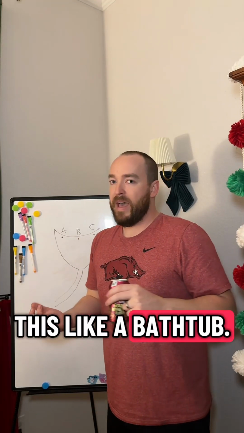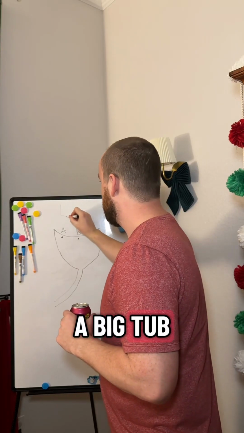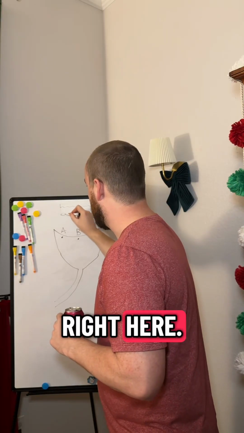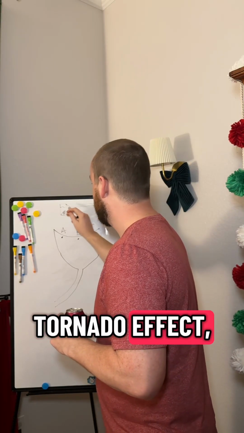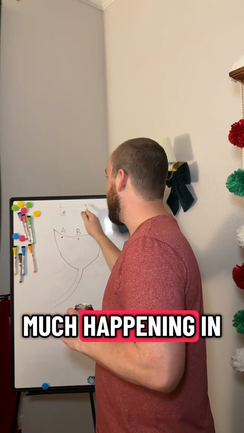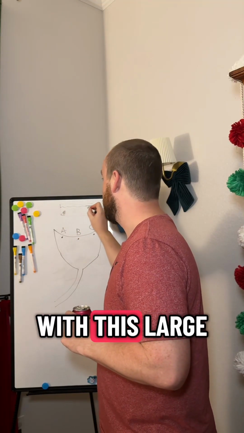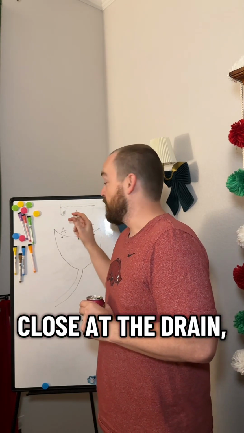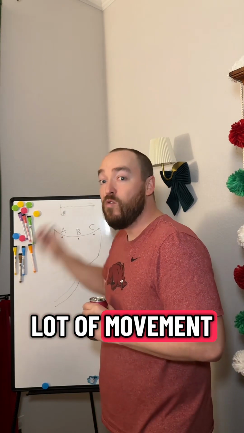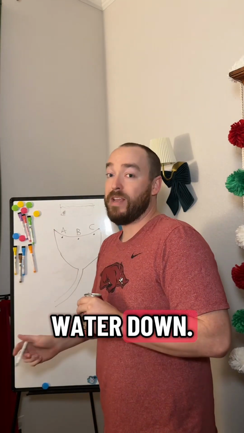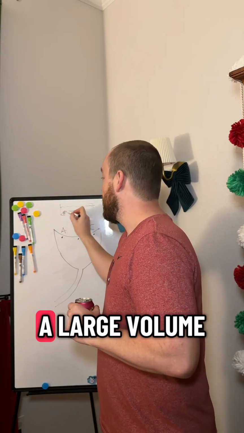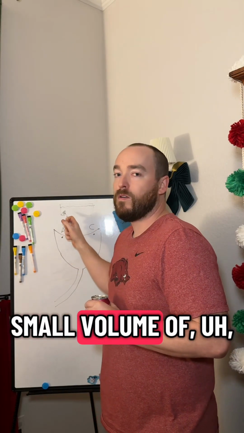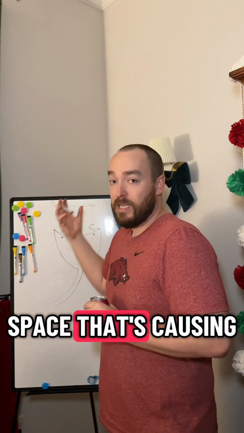So think of this like a bathtub. If you've got a big tub full of water, right, and you've got the drain right here, you get the little tornado effect. You don't see much happening in terms of water rushing in this large area of volume, but when you look close at the drain, you see a lot of movement, or a lot of pressure pulling water down. And that's because we're going from a large volume where pressure is relatively low to a very small volume of space that's causing a lot of pressure.